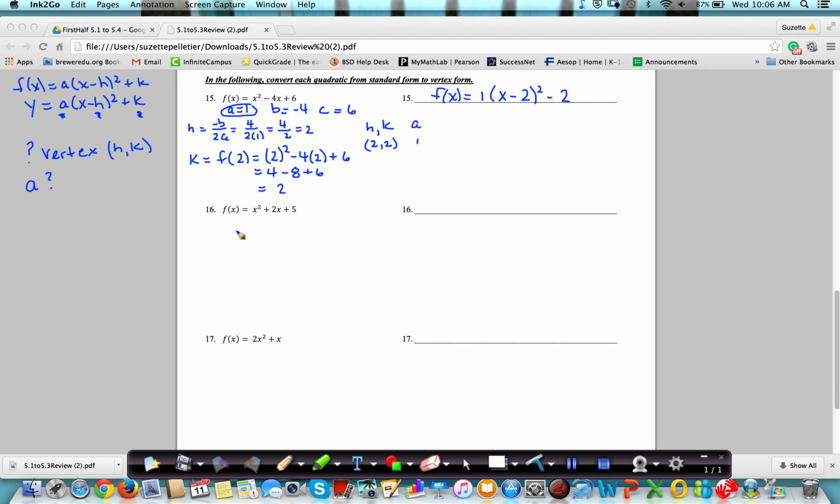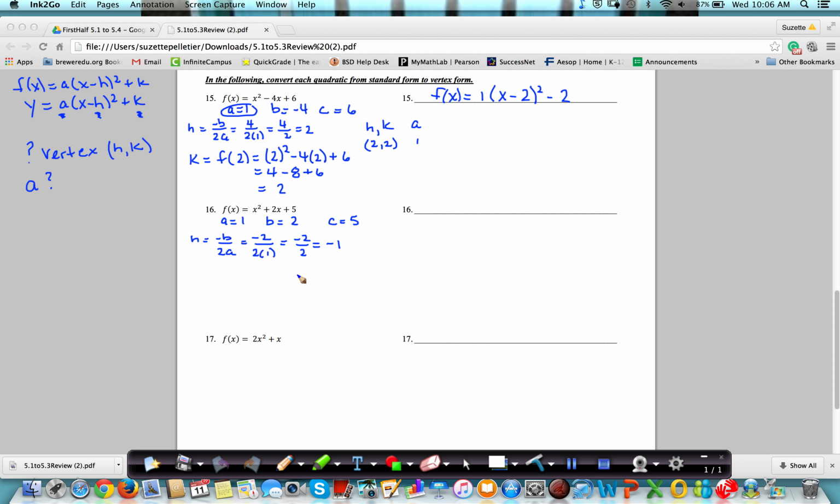Okay? Number 16, same thing. A is 1, B is 2, C is 5. To get H, I have to do opposite of B over 2A. So opposite of B is -2 over 2 times A, which is 2. -2 divided by 2 is -1.